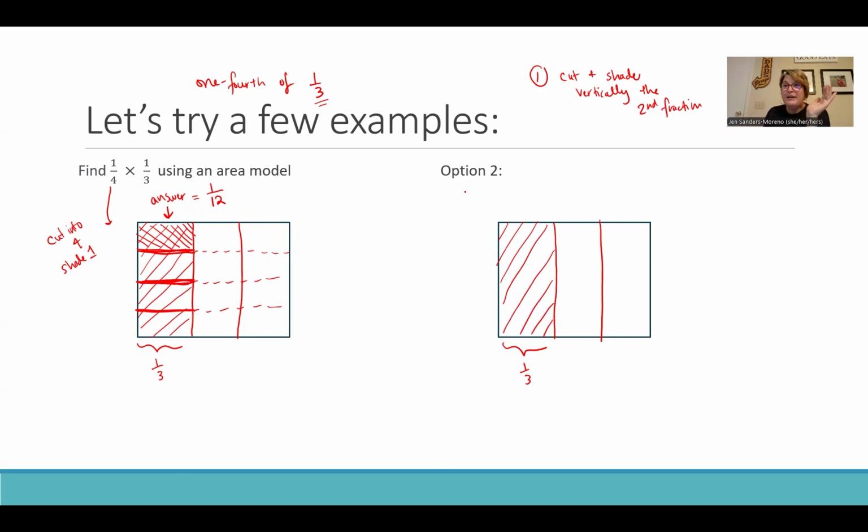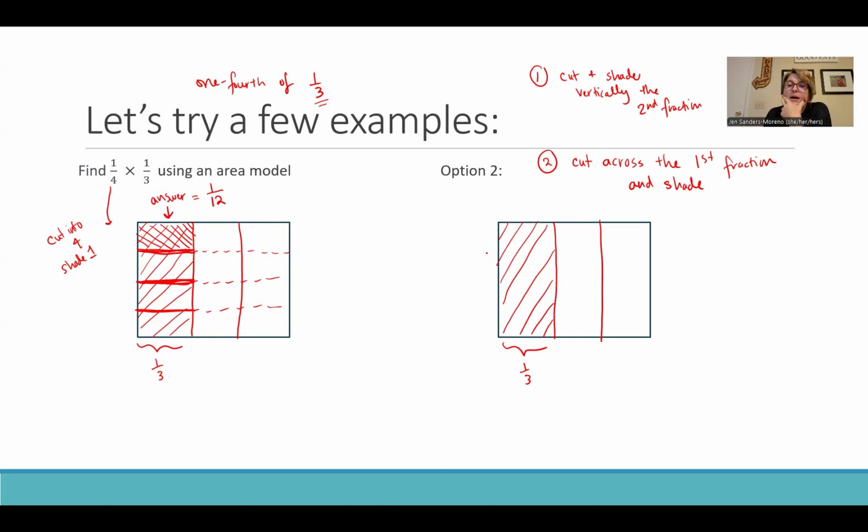Okay, now here's the next step. If you're going to use option two, this would be our second step. Our second step would be that we are going to cut across or horizontally the first fraction and shade. Okay. So I want to cut 4 and shade 1.